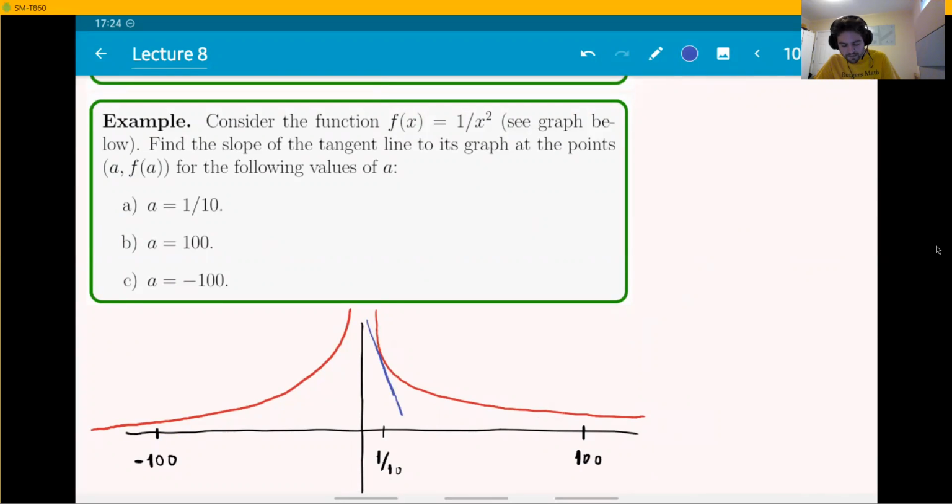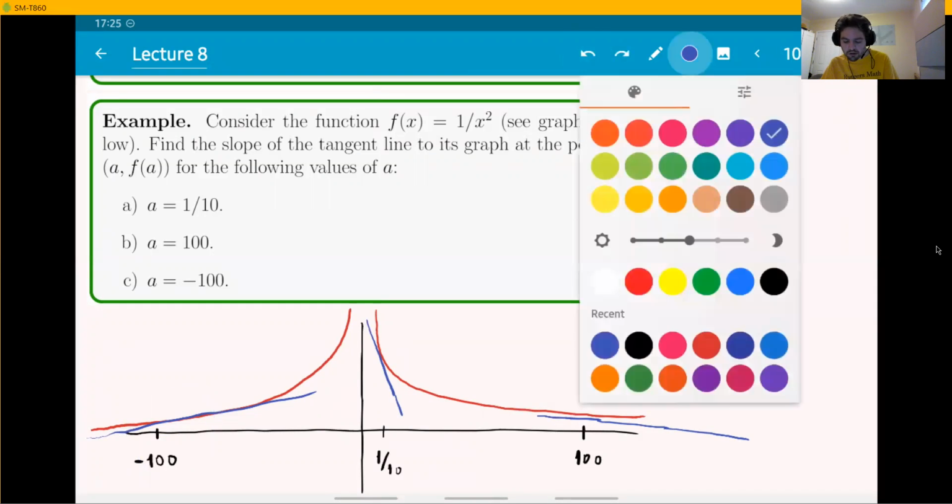You can see that at 1 over 10 and at 100, these lines have a negative slope. They're pointing down, but it's much sharper at 1 over 10, whereas at 100, it's almost horizontal. So we're going to be finding negative values for these first two items. However, the first value will be very negative, a negative value with a large size. Meanwhile, the slope at minus 100 seems to be positive. This is a good enough drawing. Positive, but also not too big. So that guides our answers.